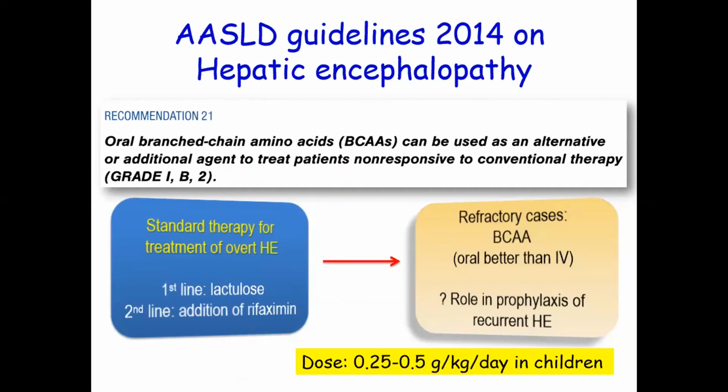And the American Association for the Study of Liver Diseases guideline recommends that if a patient is not responding to the standard therapy of overt hepatic encephalopathy, he may be switched in refractory cases to branched-chain amino acids. And these are basically available in sachets and powders. You mix it with the diet, and the dose is 0.25 to 0.5 grams per kg per day in children.